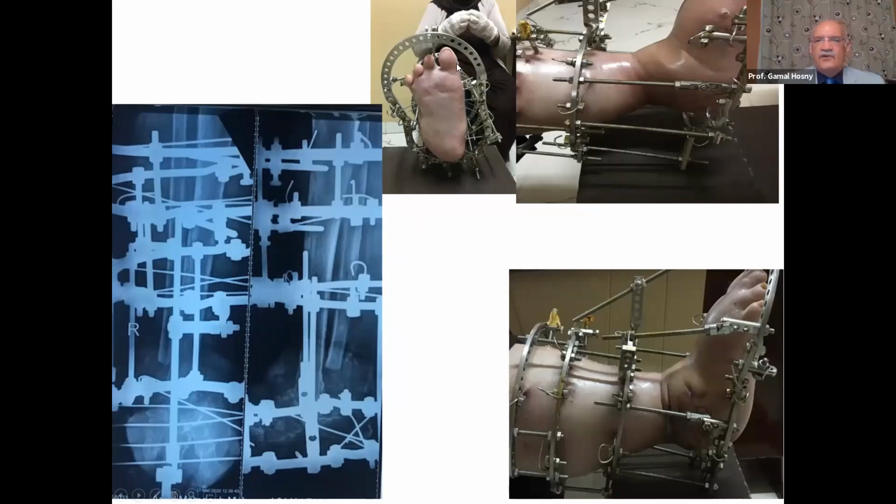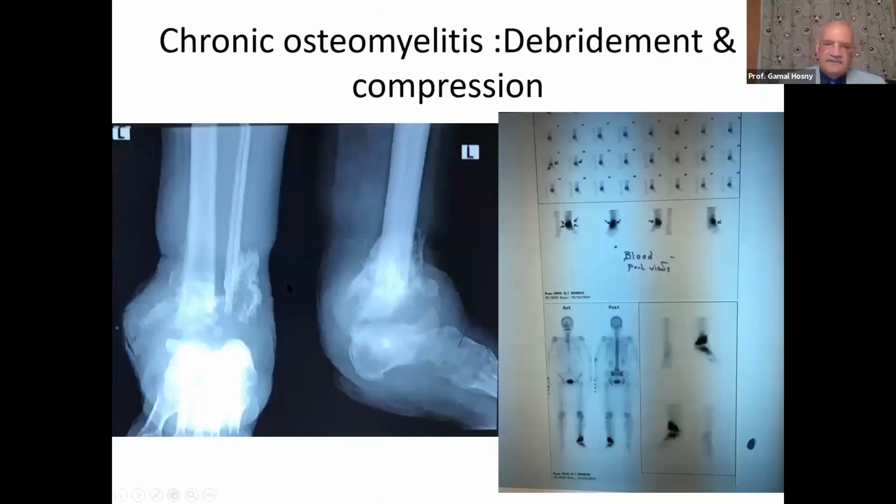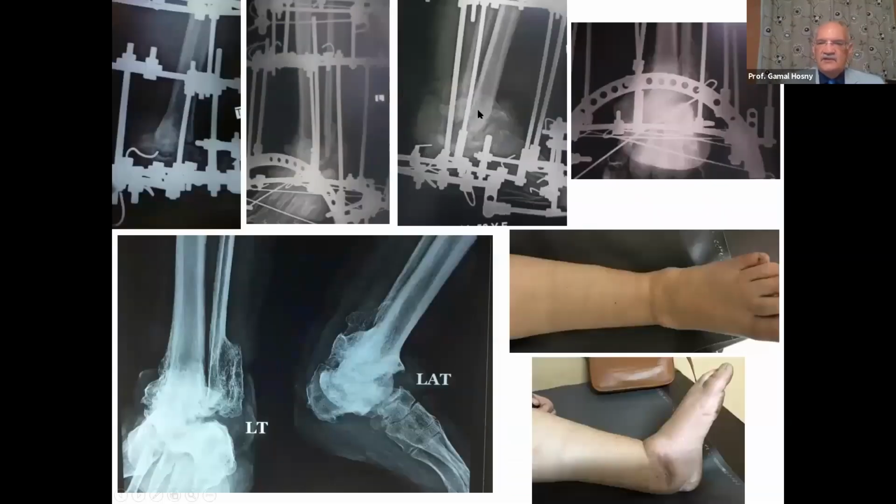Another case of chronic osteomyelitis. You see this case with this gap, chronic osteomyelitis for such a long time. Again, she was indicated for amputation with soft tissue infection and an ulcer. We did bone scan, we did debridement, compression, distraction, compression. You see complete union, and you see the closure of the skin.